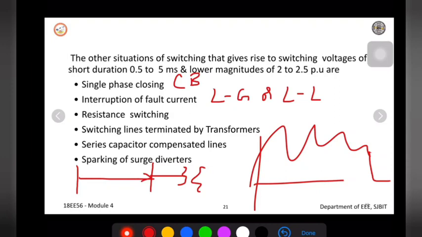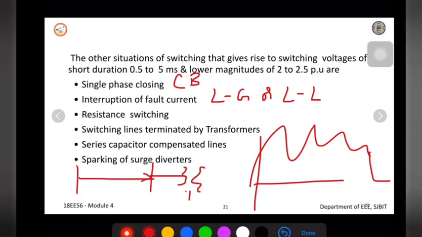In that case, if you have a switching line terminated with a transformer, the line is terminated by a transformer, no load connected to that. In that case also we may have this situation. We will be having a lower magnitude.